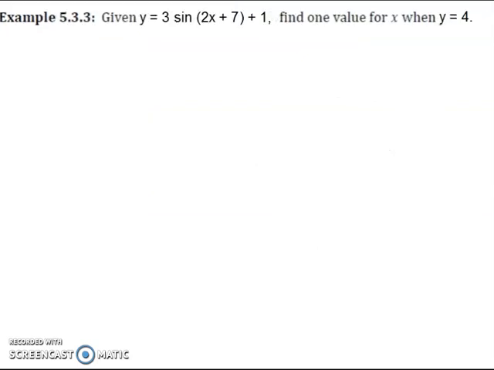We can use this concept to help us solve trig equations such as the one below. This example is similar to the example you have in your workbook, 533. So I'm going to find one value for x when y equals 4 in this equation, so I replace my y value with 4, and then my goal is to isolate my x. So in order to do that, the first thing I'm going to do is isolate the entire sine function. So I am going to subtract my 1 so that this entire sine function, including its coefficient, is isolated.